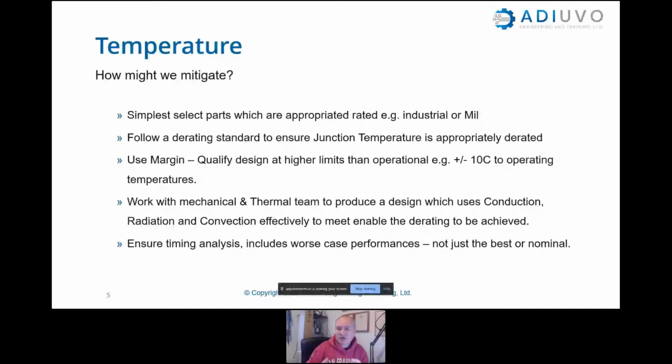We can also work with our mechanical and thermal teams to make sure we've got all the models that show us the dissipation across our system. When it comes to our FPGA, we can also do our timing analysis, and we can make sure that we use the worst case performance, so not just the best or the nominal case, for timing. And as you'll see as we move through, we can put additional margins in there to help us close on that and pull it together.